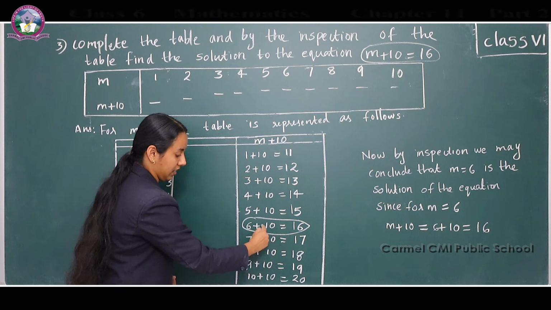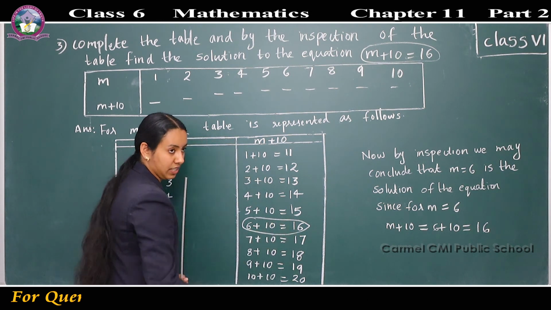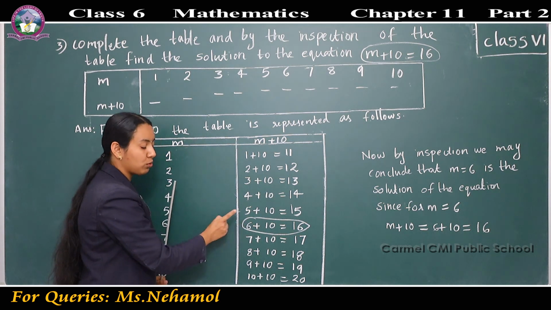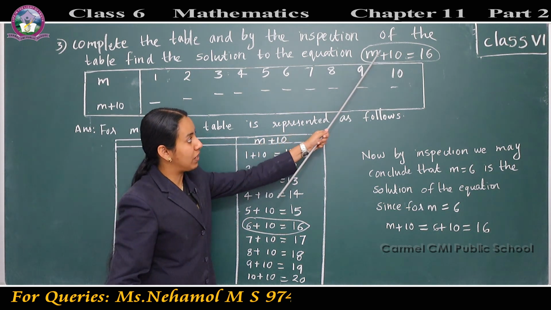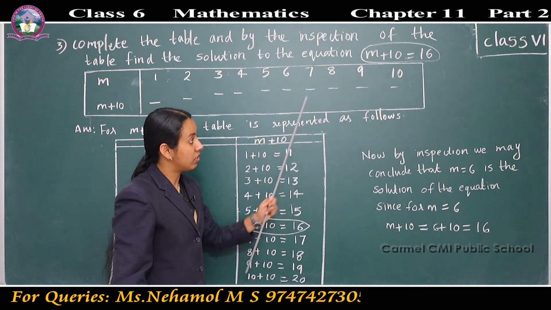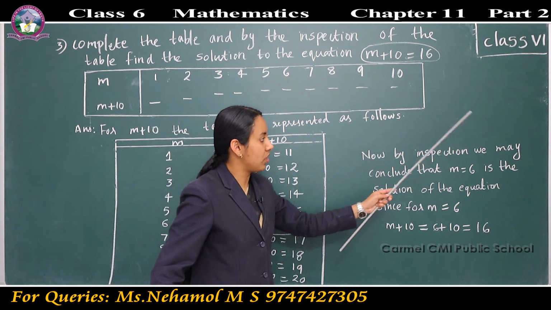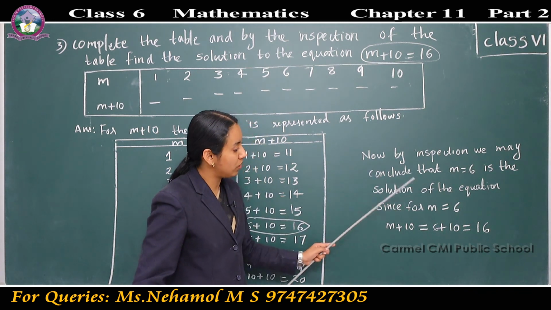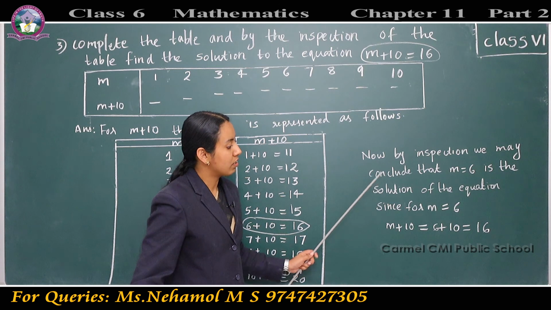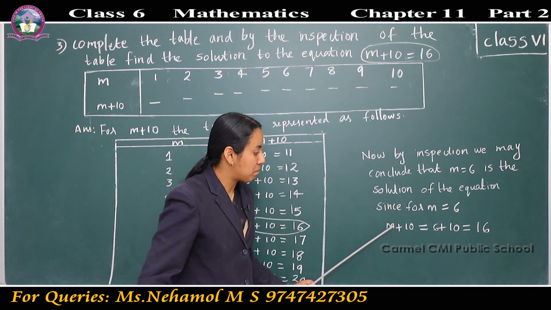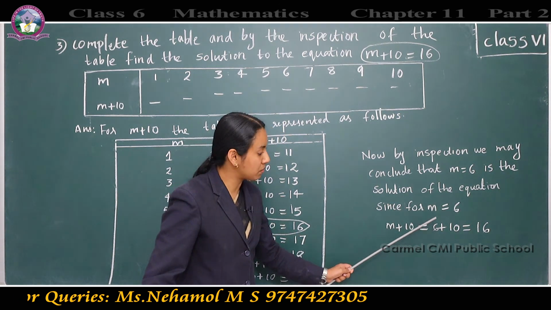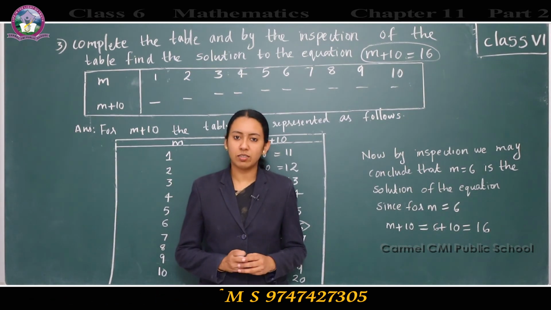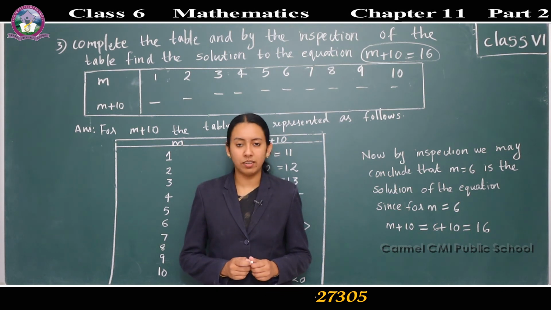So which is the solution? 6 plus 10. 6 plus 10 is 16. So m equal to 6 is the solution to the equation m plus 10 equal to 16. Now, by inspection, we may conclude that m equal to 6 is the solution of the equation, since for m equal to 6, m plus 10 is 6 plus 10, which is equal to 16. So, this chapter is over. Hope you understood. See you in the next class.